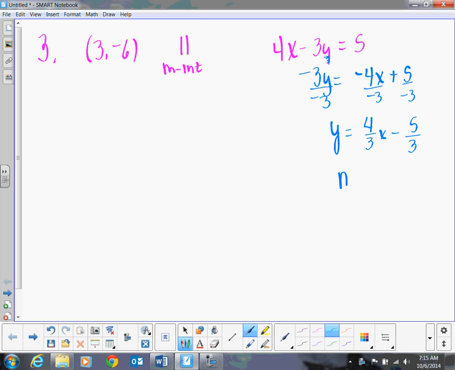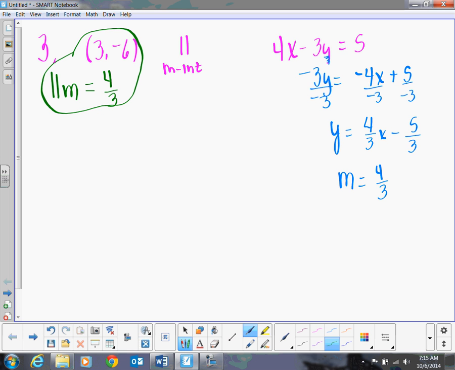What is the slope of this line? 4/3. All right, so what kind of slope do we need? We need a parallel slope. What's the parallel slope? 4/3. Using this information now, the expectation is you write the equation of the line.